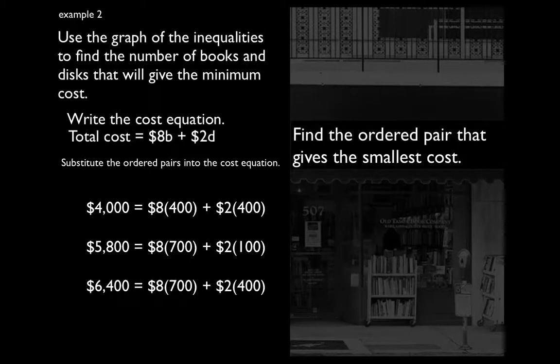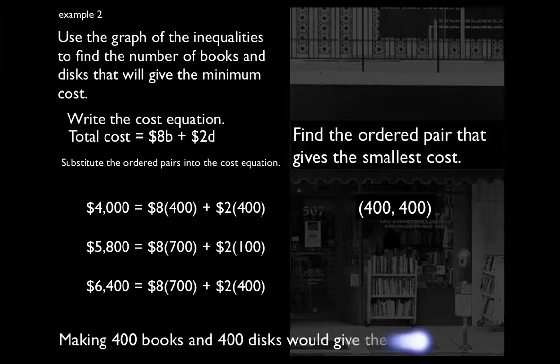Remember, we're going to find the ordered pair that gives the smallest cost, because that's what the question asked for us. They wanted the minimum cost. That ordered pair was 400, 400. So making 400 books and 400 discs would give the minimum cost.